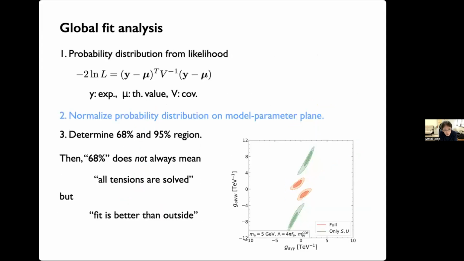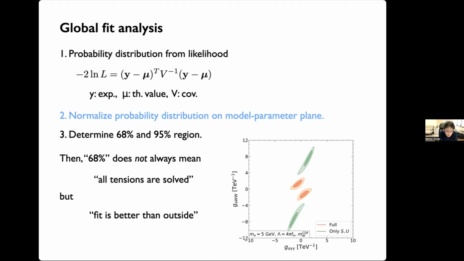Actually, in the analysis of the global fit, usually we first construct the probability distribution from the likelihood as a chi-square. It's the same as a usual chi-square, and we construct the probability distribution. But the normalization is unknown, so we normalize the probability distribution on the model parameter plane, I mean the plane of g_A gamma gamma and g_AWW. Then we determine the 68% and 95% regions. The 68% does not always mean that all the tension between the standard model prediction and the experimental value of the electroweak precision observables is solved.